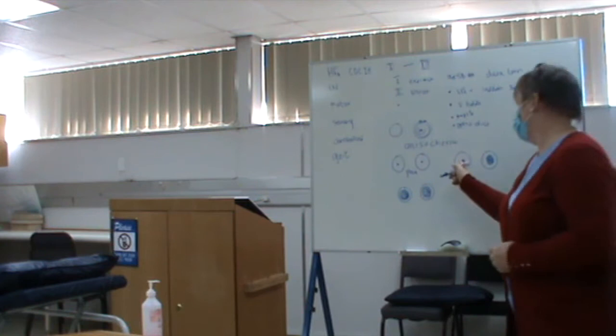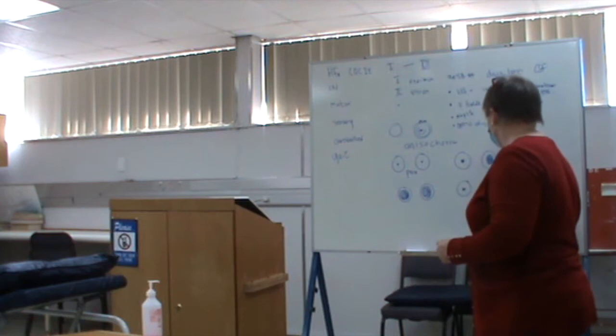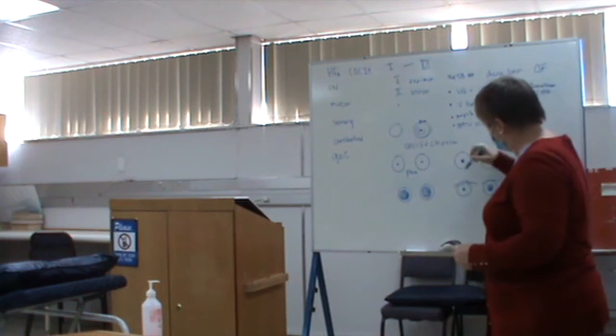Right. So there are two scenarios that you have to think about. The one is where you have a small pupil, and you have partial ptosis, subtle ptosis.